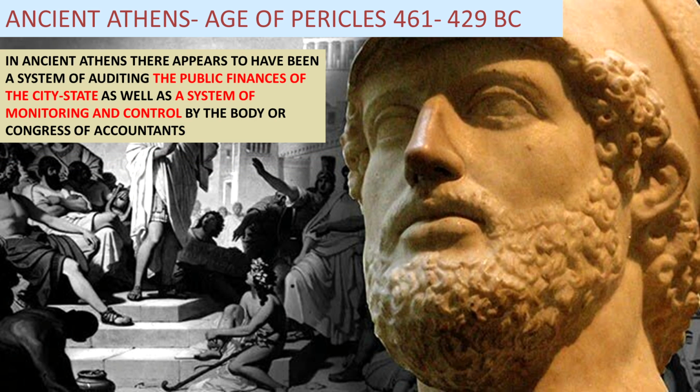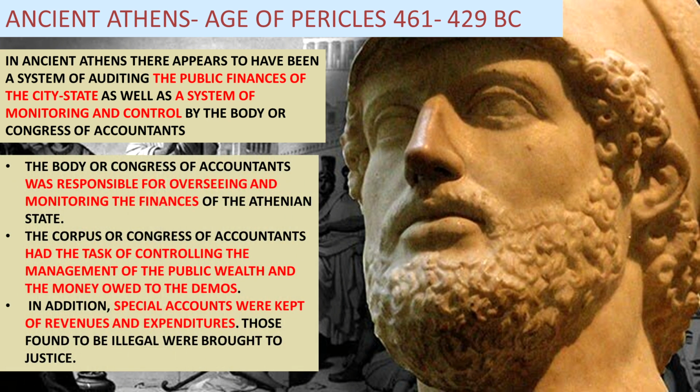In ancient Athens, there appears to have been a system of auditing the public finance of the city-state, as well as a system of monitoring and control by the body or Congress of Accountants. The body or Congress of Accountants was responsible for overseeing and monitoring the finance of the Athenian state, and had the task of controlling the management of the public wealth and the money owed to the demos. In addition, special accounts were kept of revenues and expenditures. Those found to be illegal were brought to justice.